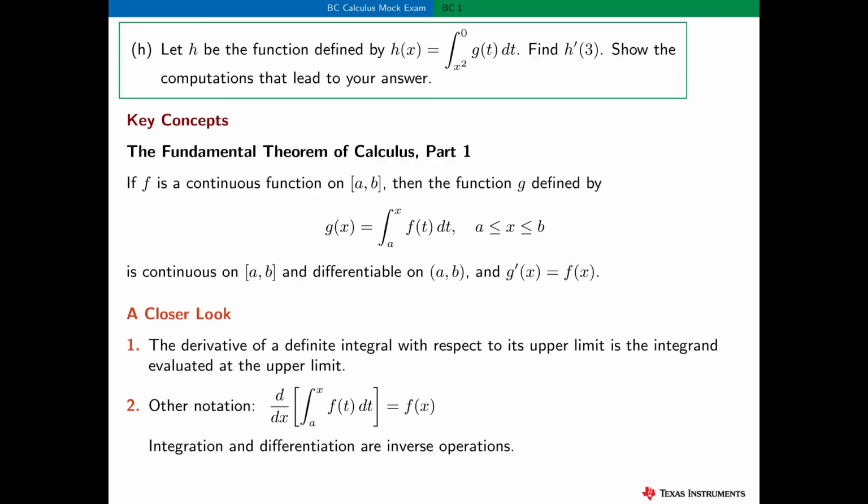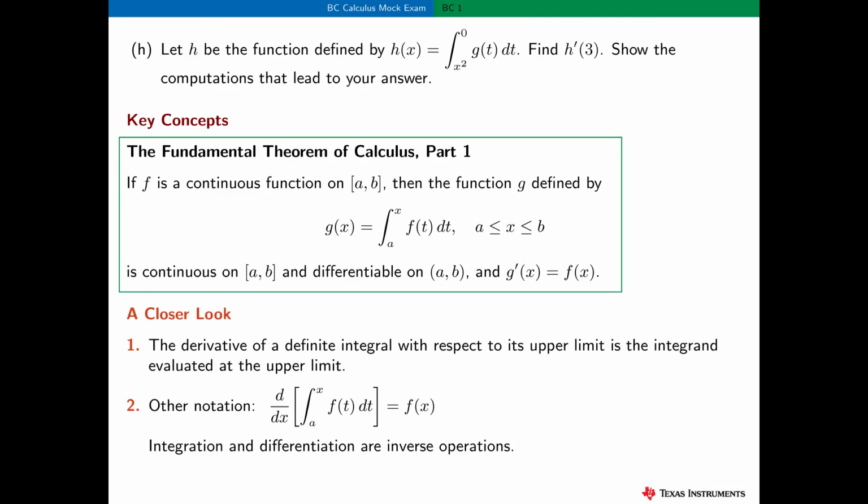In part H, a new function, oddly enough called h, is defined in terms of a definite integral. And we need to find h' of 3, and of course, show the computations that lead to the answer. The key concept needed to solve this problem is the Fundamental Theorem of Calculus, and what is often referred to as Part 1 of the FTC.